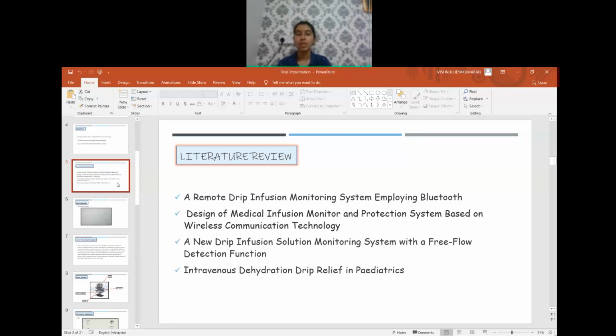The last one, intravenous dehydration drip relief in pediatrics. This one applies two IV bags, one at the top and another one at the bottom. This one is applied to relieve the dehydration of the patients. These are the four studies we made before we decided to do our automatic drip chamber sensor. Next, I pass to Afiza to present the methodology part.